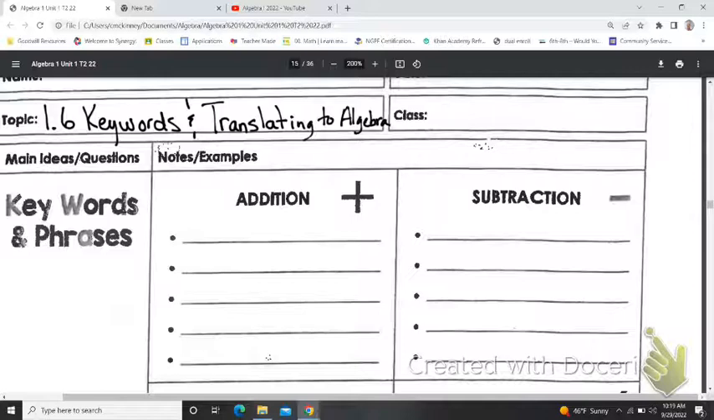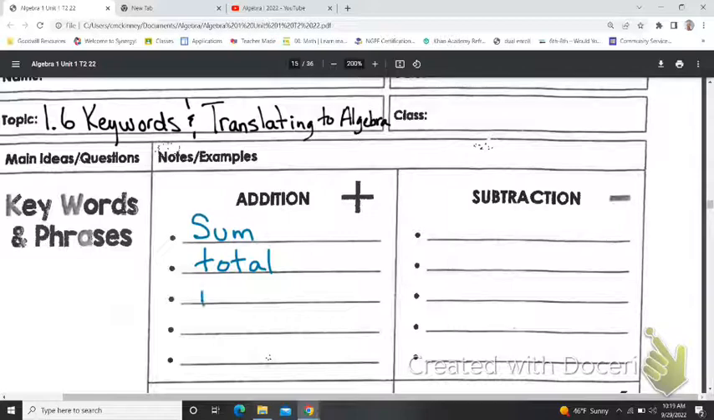So let's start off with some keywords that tell us that we're adding. And we could come up with even more than the ones that I will list. The first one I'm going to list, though, is sum. And sum is the answer to an addition problem. So if I say the sum of two numbers, you know I'm adding them. Total. The total bill was, we know we're probably adding things together, right?